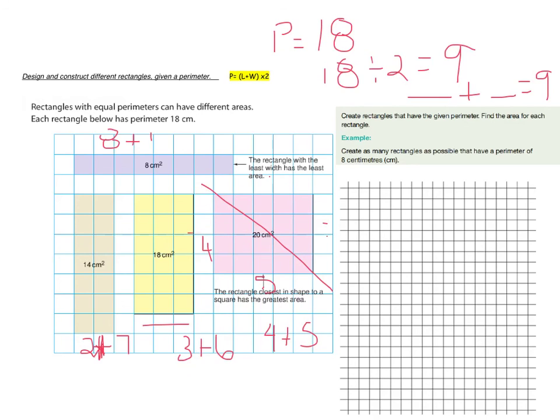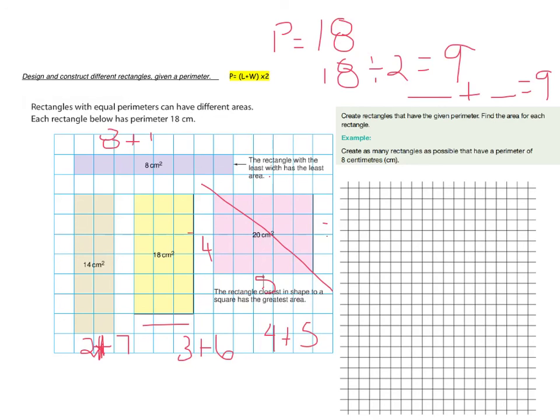3 and 6. 3 plus 6 is 9, and another 3 plus 6 is 9. 9 plus 9 is 18. 4 plus 5 is 9, and another 4 plus 5 is 9. 9 plus 9 is 18. That's all the rectangles we can create. We can't come up with anything else. We always want whole numbers on the side, no decimal numbers. So these are the possible rectangles we can find that have a perimeter of 18.